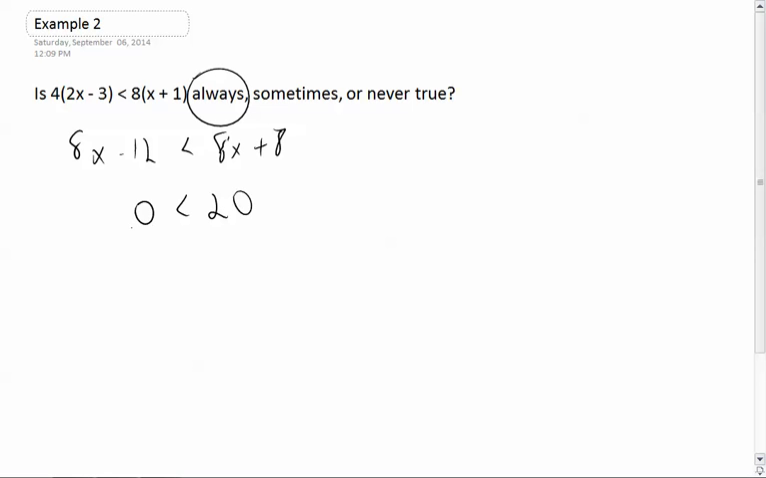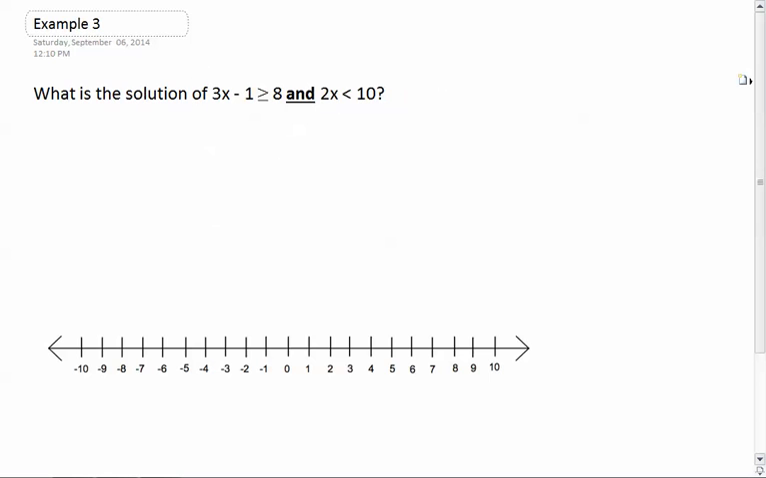So when you do these, look out for what happens here. Sometimes you're going to get that maybe it said, 20 is less than 0. Of course, that's never. So just be careful of these ones when you get these sometimes, always, or never.